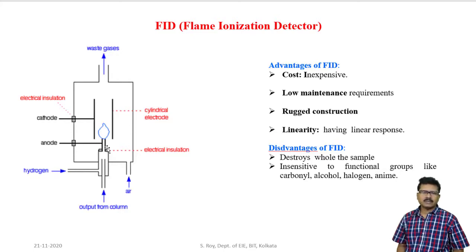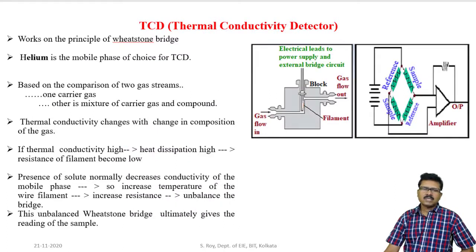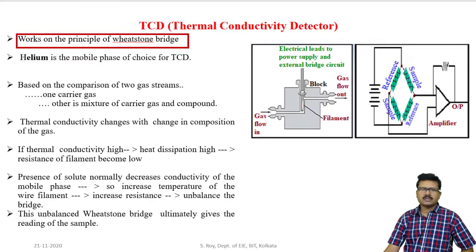Now I am explaining the thermal conductivity detector. The thermal conductivity detector is based on a Wheatstone bridge. These are the 4 arms of the Wheatstone bridge. Through two opposite arms, reference gas is passed, and through these opposite arms, reference gas with sample is passed.